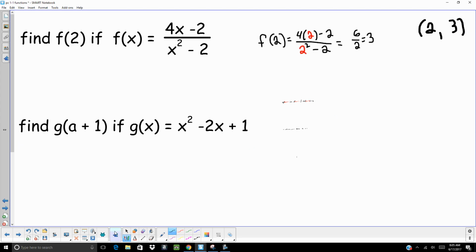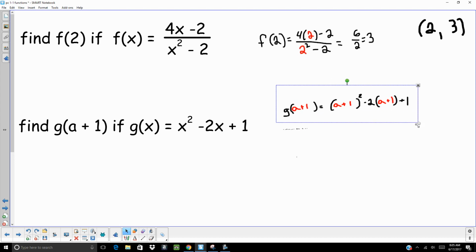On this one, it's a little bit different because our input is a plus 1. Well, you do the same thing. Wherever you see an x, you just put in a plus 1. So g of a plus 1 equals a plus 1 quantity squared minus 2 times a plus 1 plus 1. On this one, remember a plus 1 quantity squared is not a squared plus 1. You actually have to FOIL that out. Take the quantity a plus 1 times a plus 1 and FOIL. So right here, you're going to have to FOIL.